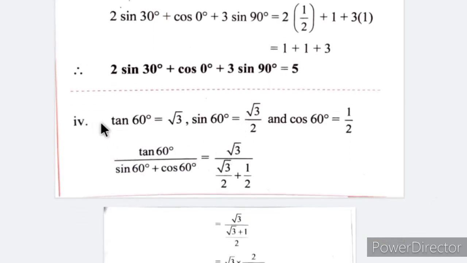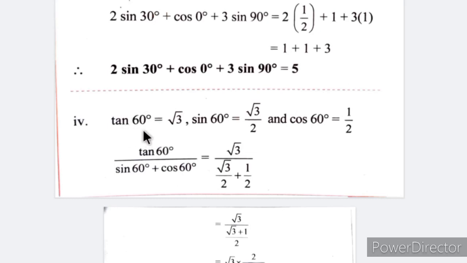Next is tan 60. If you know the values of tan 60 and sine 30 now, then you will solve these sums very easily in just a minute. So you must remember these values, and it is a little difficult to remember those.